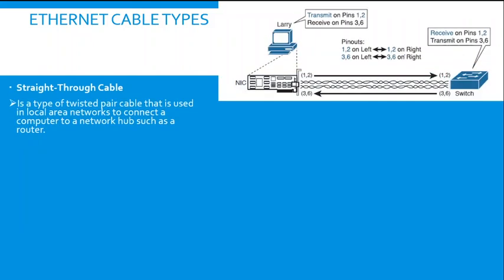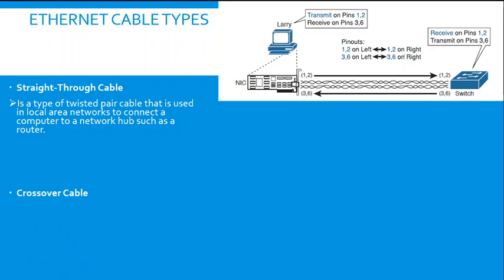So we have three cable types. We have the straight-through cable, as you can see from the simulation, how it is covered and how the straight-through cable is connected. It is a twisted pair that is used in the LAN to connect a computer to a network device, such as a router in this case.